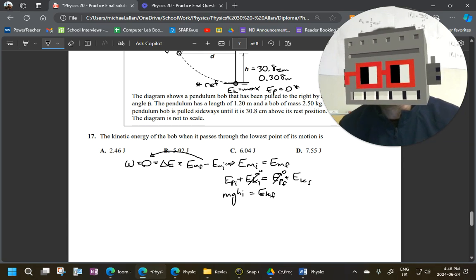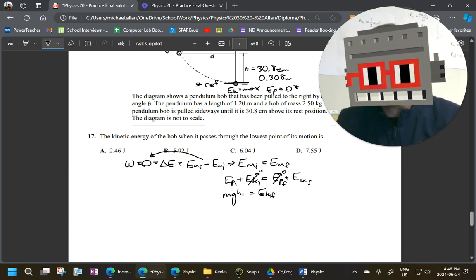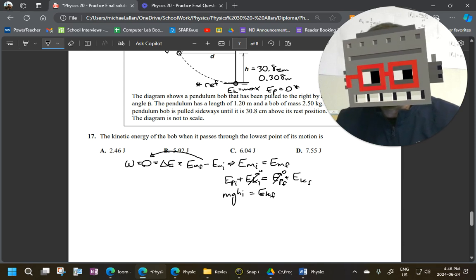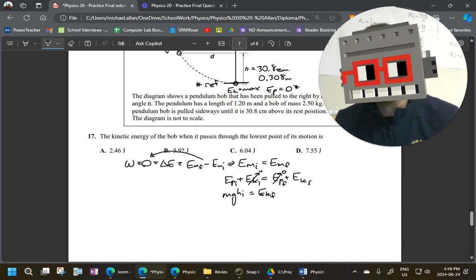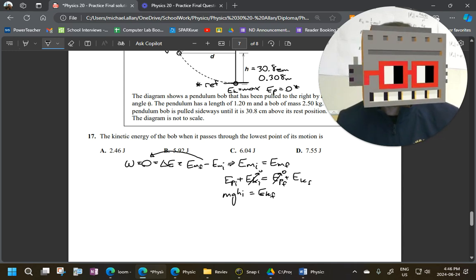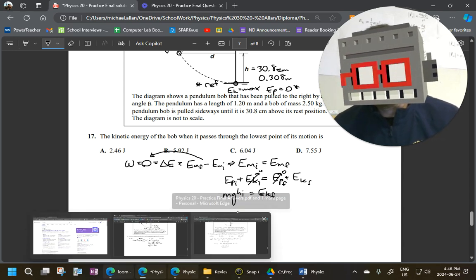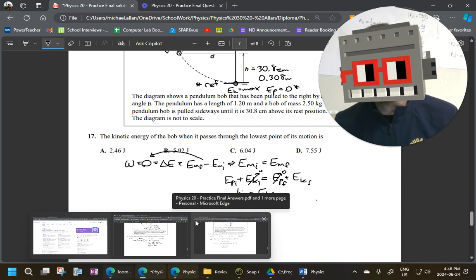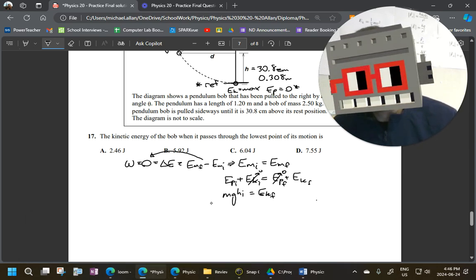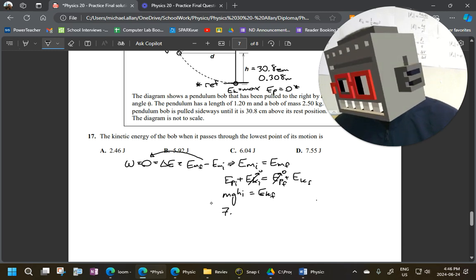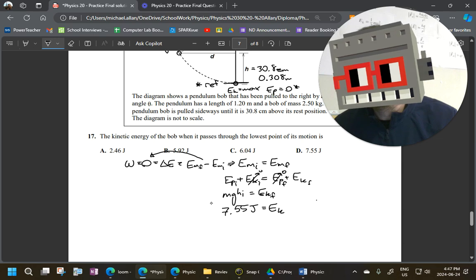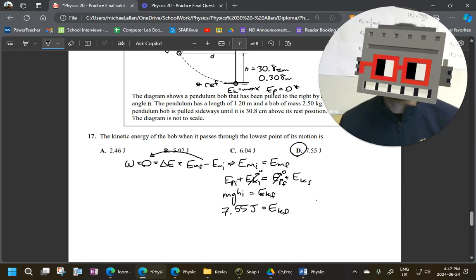And I got 2.5 kilograms times 9.81 times the height, 0.308. So I get 7.55 joules. Looks like a D there. Sweet.